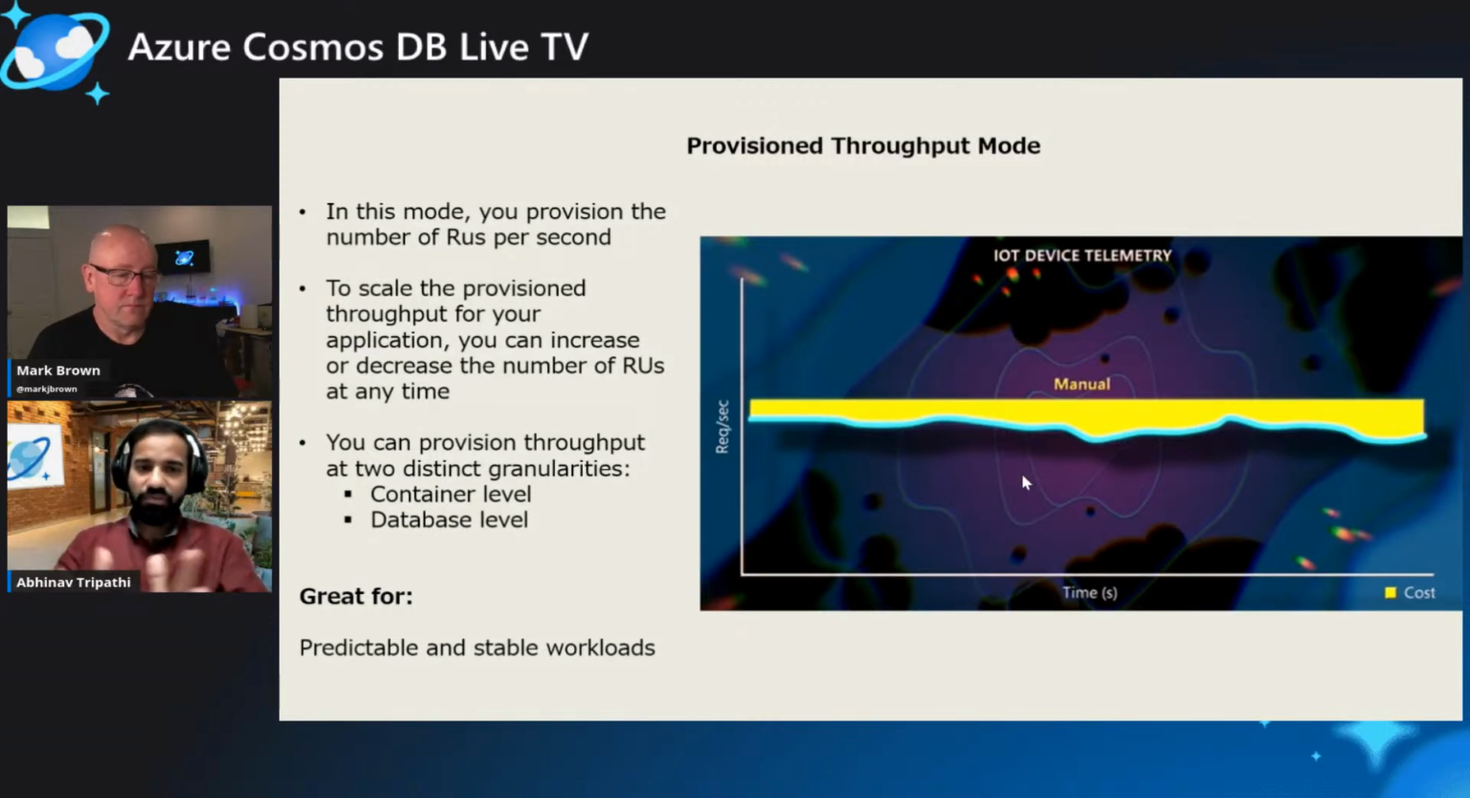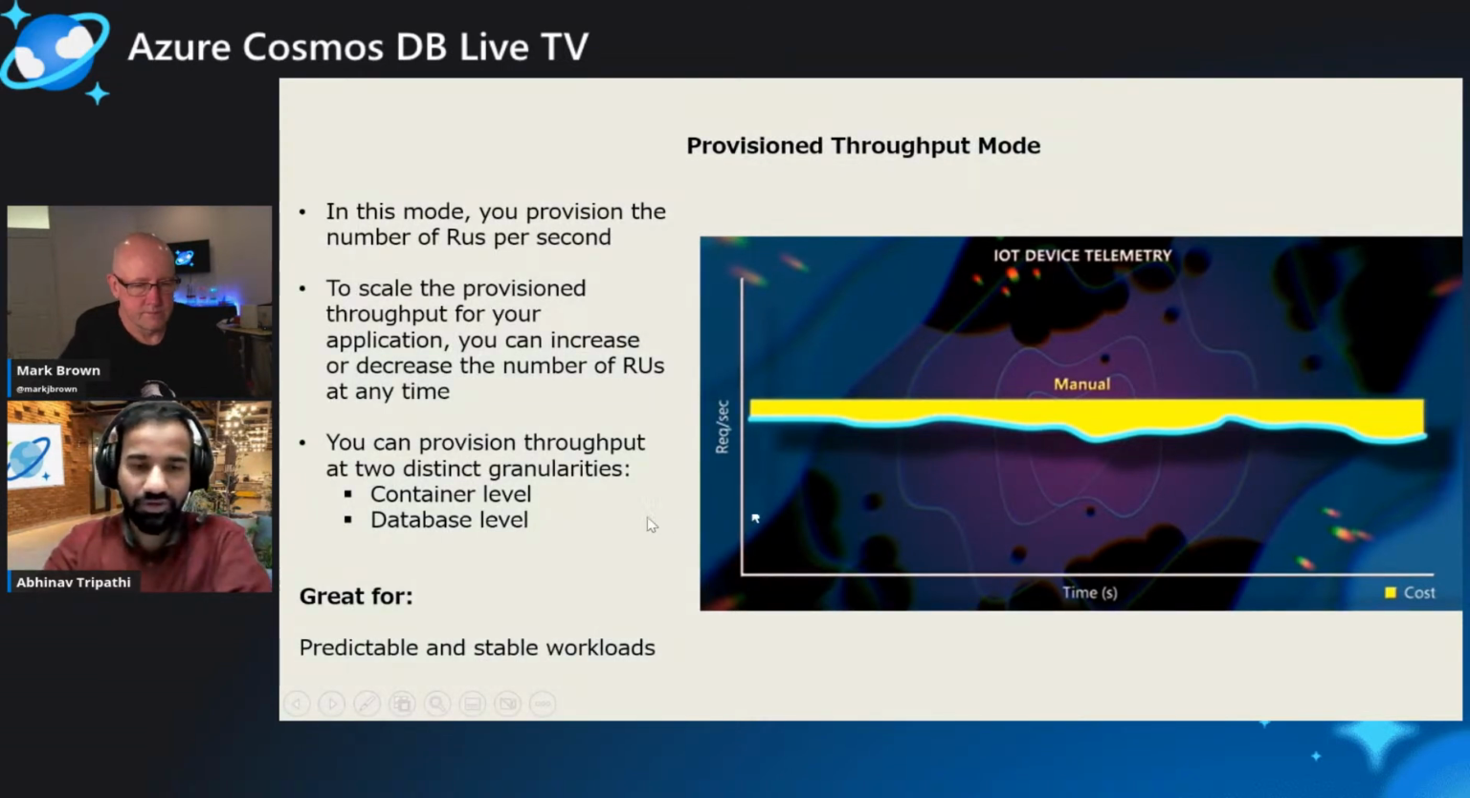So if we go back to the first mode where we have the steady workload, we already know how many requests are coming to our database. So it's very easy for us. If we know how many RUs will be required for one read and write, and how many reads and writes are going to happen, it's very easy to predict the throughput requirement. And that's where the manual provision throughput comes in.